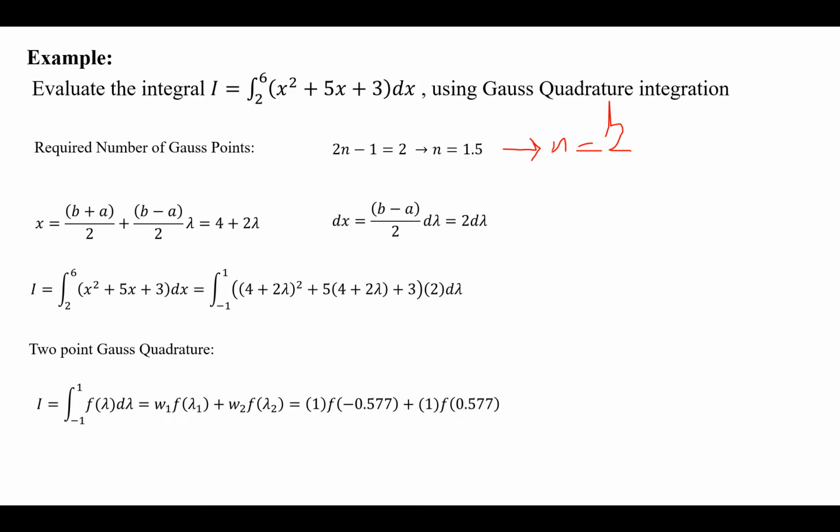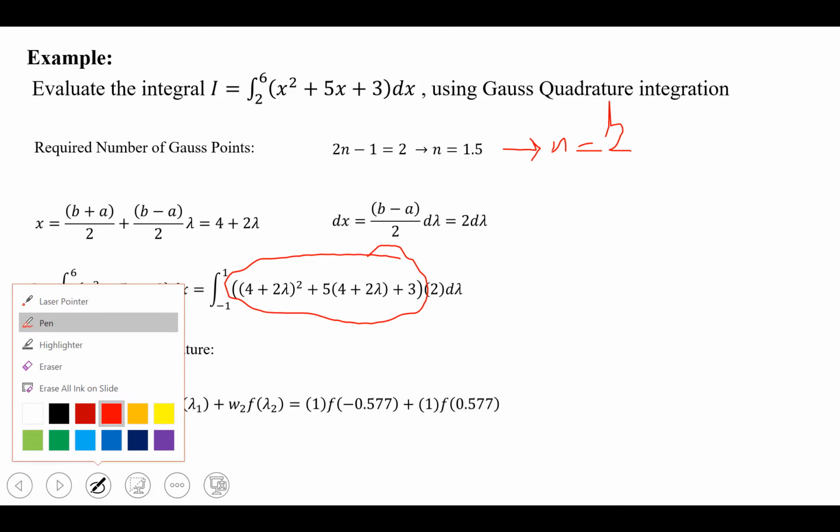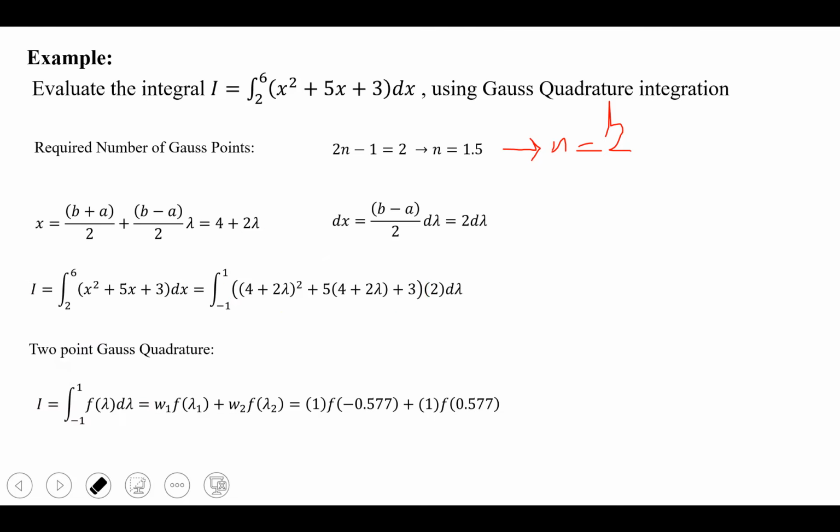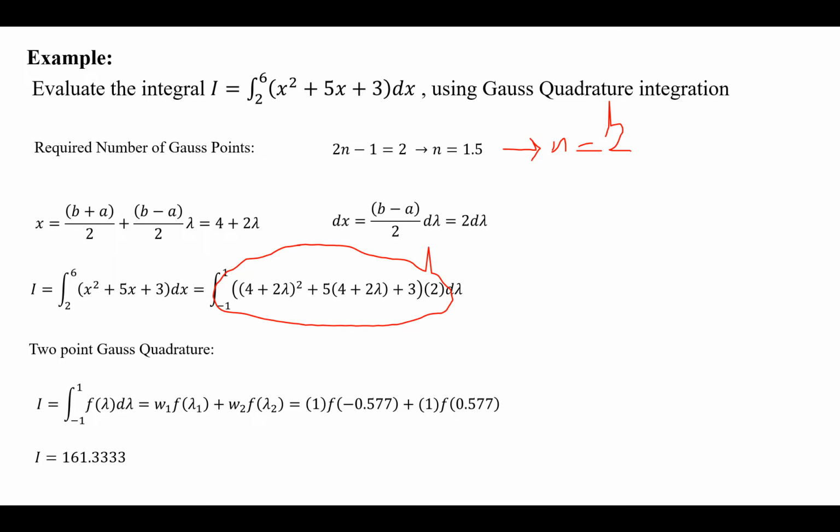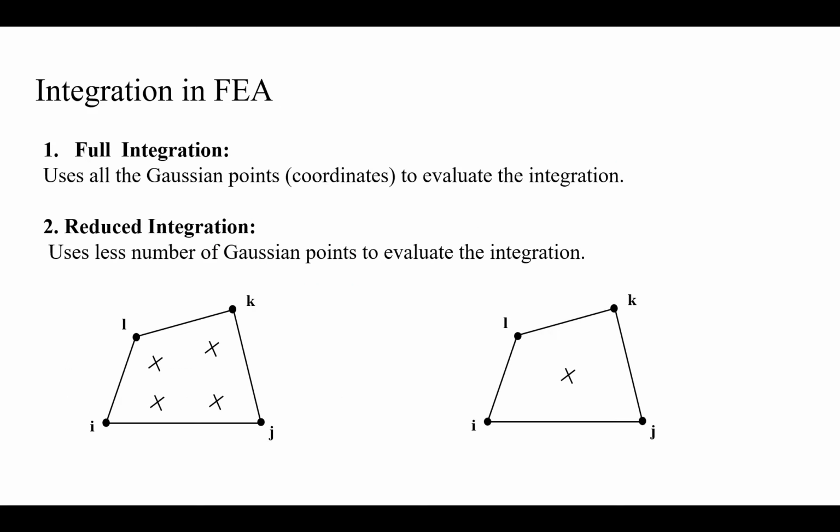0.577. I just need to plug the values into my function, and the whole function is my f of lambda, including the value of 2, of course. I just replace the sampling point into my function, and I find the value of the integral. If you take the normal approach for integration, you would find the exact result. So the value from Gauss quadrature would be exact.